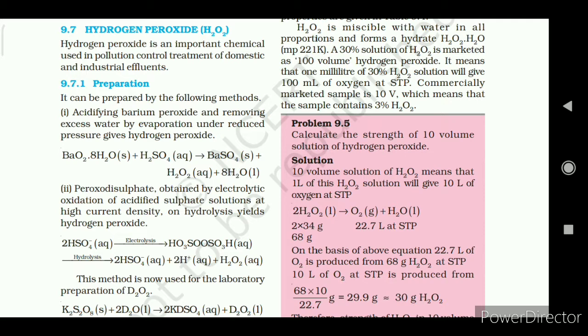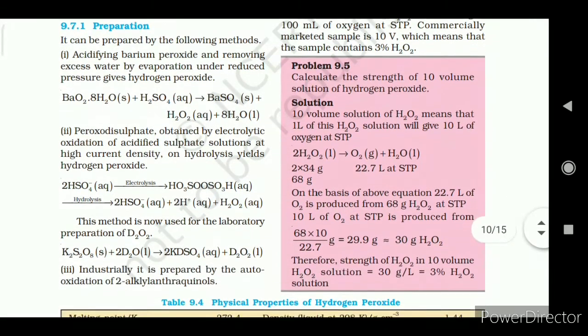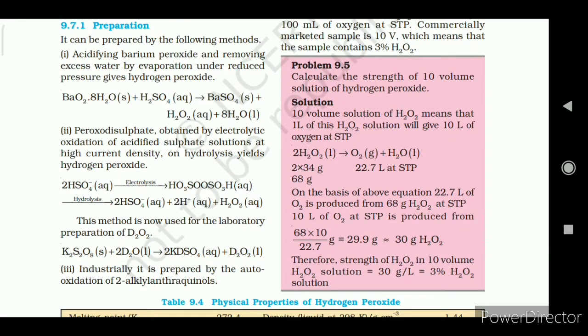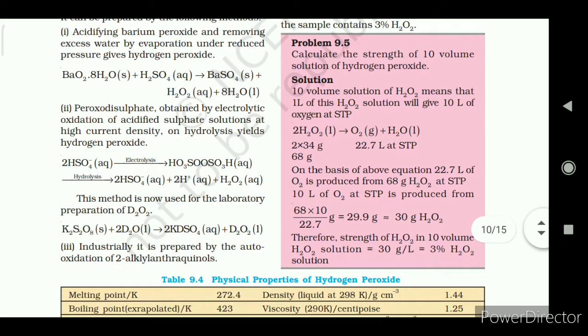Number 3. Industrially, it is prepared by the auto-oxidation of 2-alkyl anthraquinols. 2-ethyl anthraquinol in the presence of oxygen gives H2O2 plus oxidized product. In this case, 1% H2O2 is formed. It is extracted by water and concentrated to 30% by distillation under reduced pressure. It can be further concentrated to 85% by careful distillation under low pressure. The remaining water can be frozen out to obtain pure H2O2.